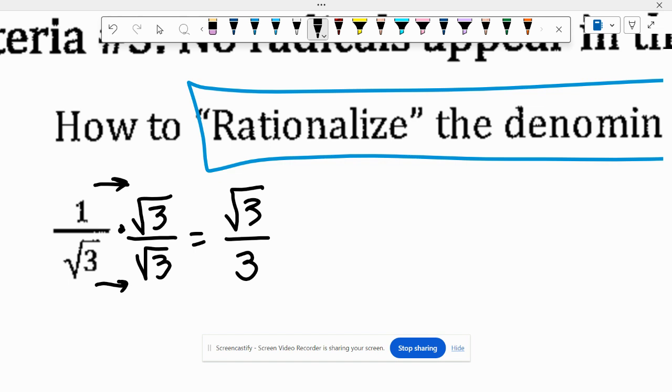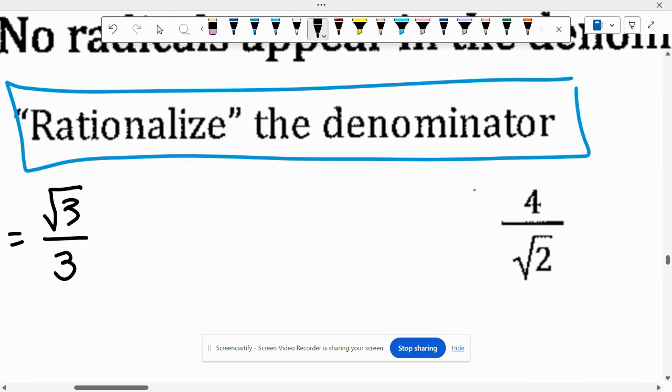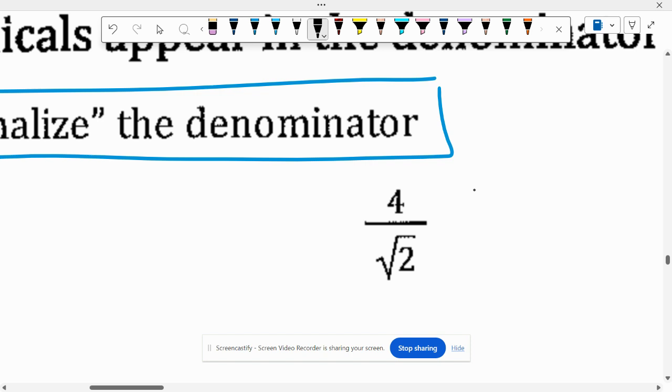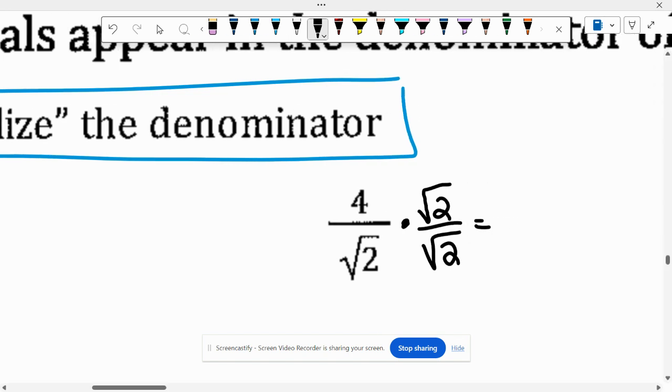Okay? So let's look at the next one. What do I want to multiply? What fancy looking number 1 do I want to multiply by? It's not 2. It's the square root of 2 over the square root of 2. Yes. What does that become?